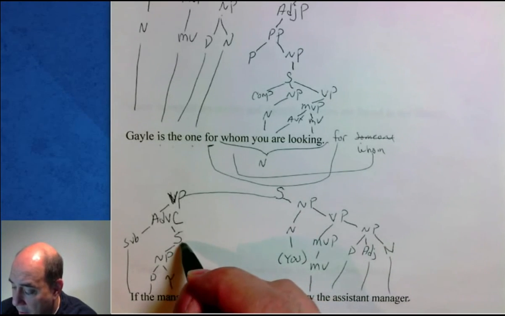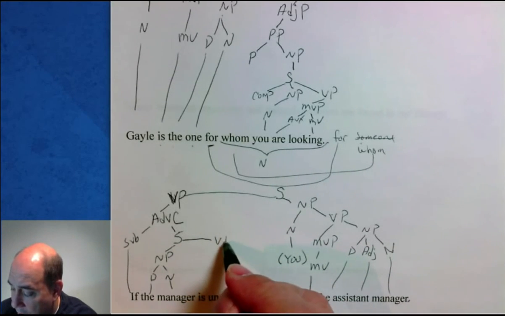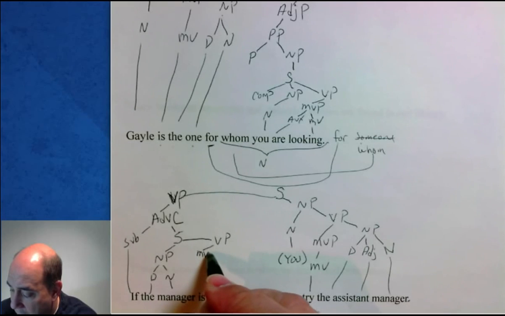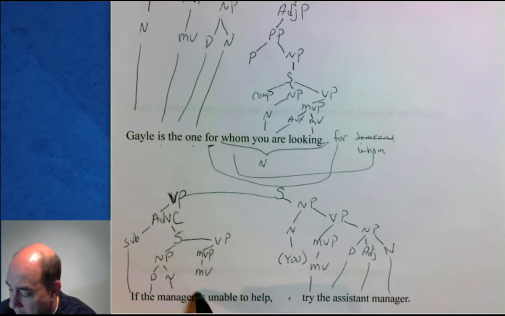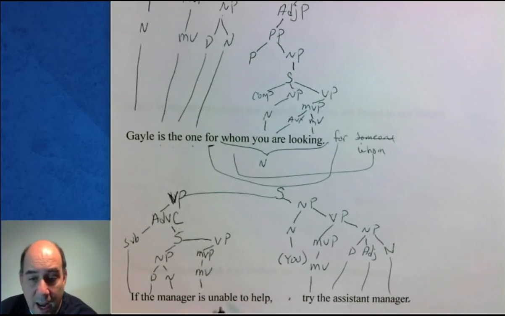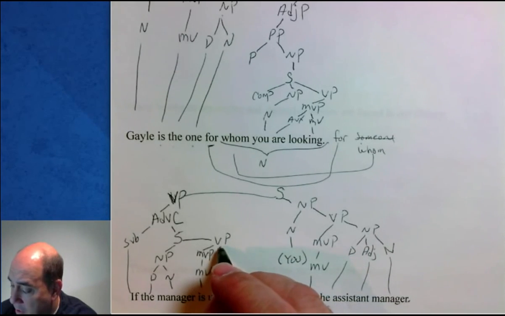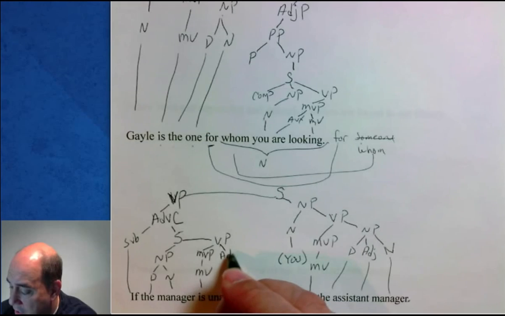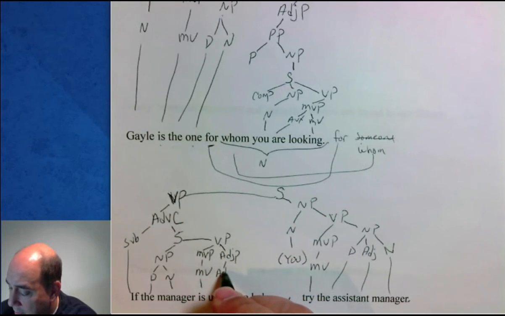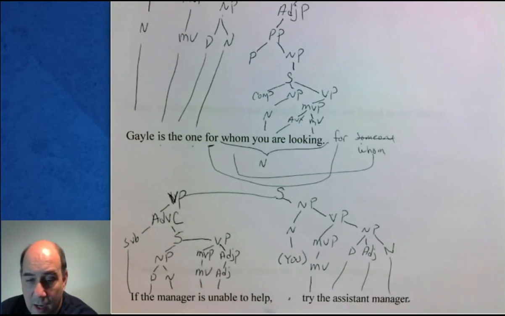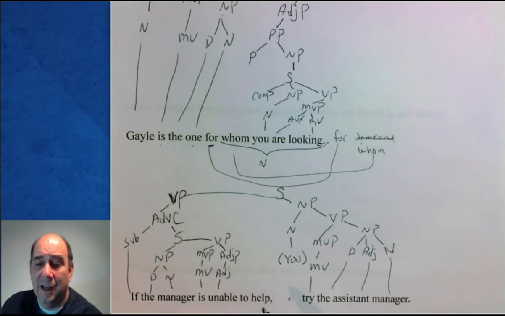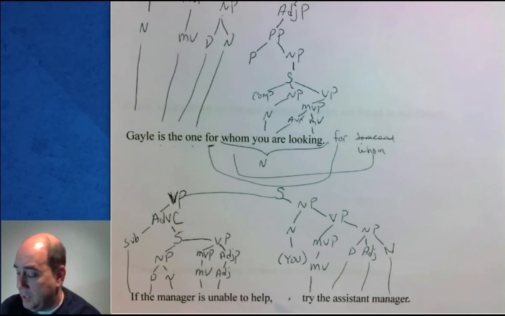There's your main verb. So off the sentence here again, we have a verb phrase. We'll pull off of there your main verb phrase, and then your main verb, which is unable, we looked at before, right? Unable is an adjective, so we've got an adjective phrase and an adjective. Okay. To help. What is that? Well, that's not a preposition. That's an infinitive.